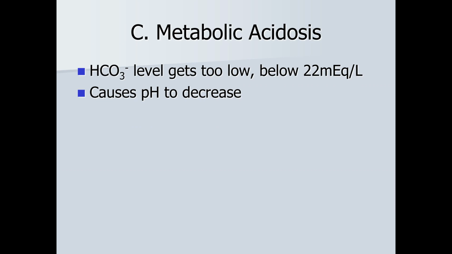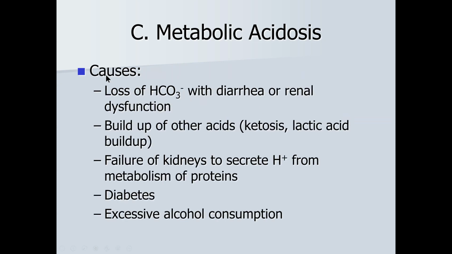So that was our respiratory alkalosis and our respiratory acidosis. Now, metabolic acidosis, hydrogen ion concentration. If it's acidic, that means we have a lot of hydrogen ion and not much bicarbonate. So when the bicarbonate ion, HCO3 negative, level gets too low, below 22 milliequivalents per liter, it causes pH to decrease. We don't have enough bicarb. Causes include losses of the bicarbonate ion with diarrhea.